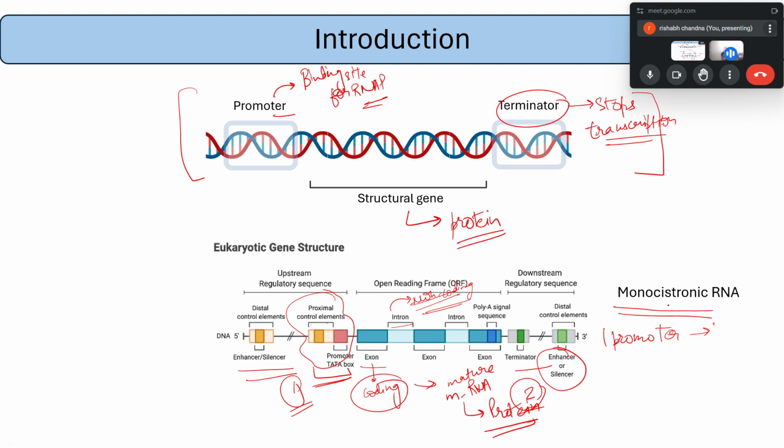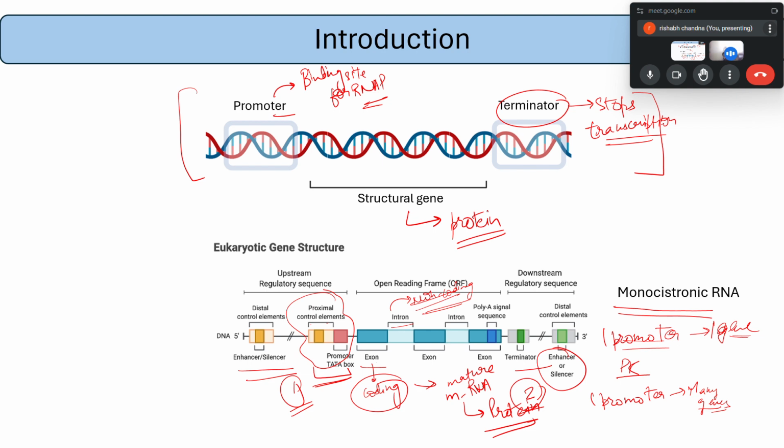So the one promoter is associated with one gene. In case of prokaryotes that we talked about, one promoter is associated with many genes. Okay, so that is why it is called polycistronic, and here the eukaryotic RNA is called monocistronic. Okay, so these were different structures that are present in the eukaryotic genes.